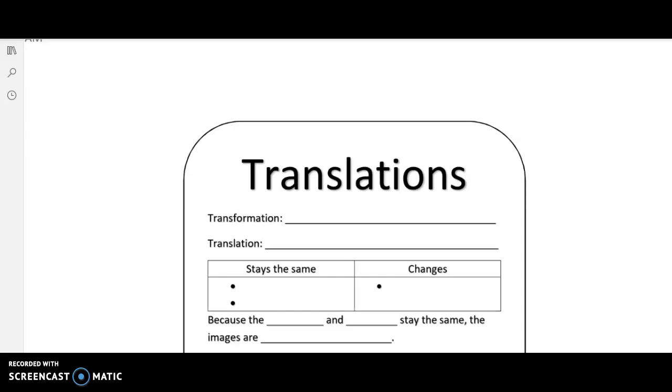All right, so we're starting translations today. Translations are just one of the many transformations that we can do to a figure. So I want you all to write the learning goal at the top, and it's that I can use translations on a coordinate plane.